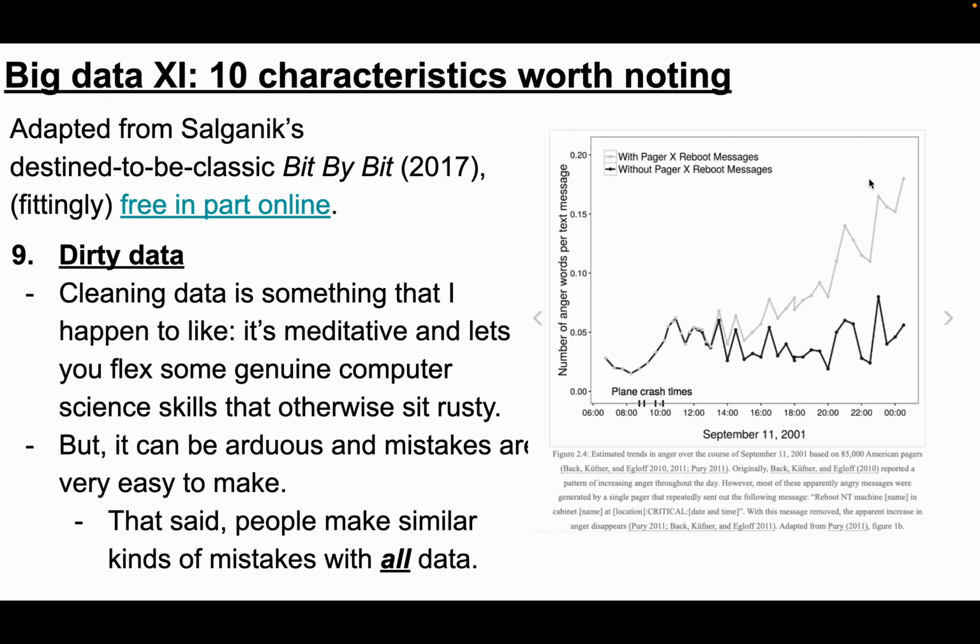We have this increase in anger as the day goes on. And you can see that there is still something of a pattern, but when we actually correct for this problem, that basically there was a single pager that repeatedly sent out this message, reboot NT machine, blah, blah, blah, in cabinet, basically the word critical, and it sounds like the word critical is what triggered the algorithm to basically interpret the text message as angry. But without that, you can see that the messages don't really display as marked of a trend. So this is worth taking pretty seriously.